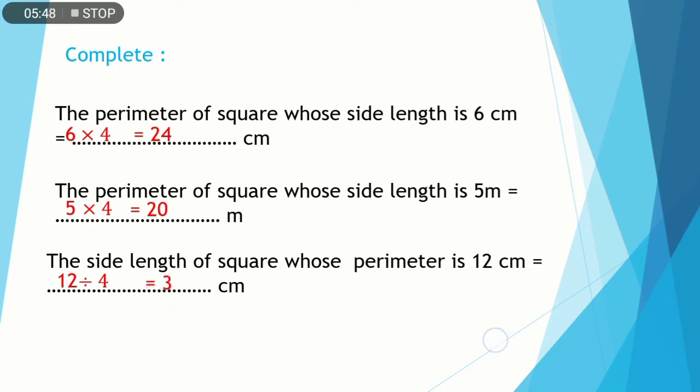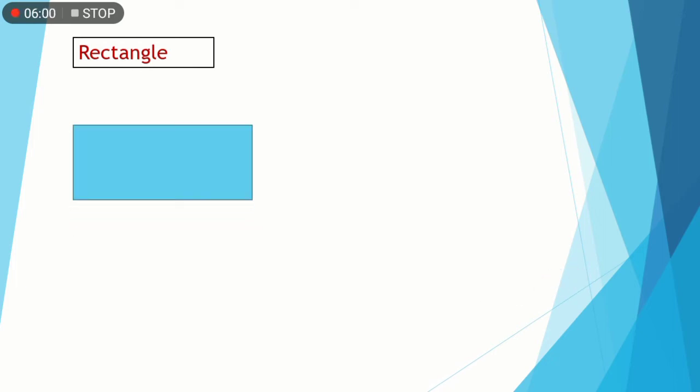The next one, I have another shape. It is called a rectangle. Look at the rectangle. The longest side is called length, and the opposite one, also long, is called length. The shortest side is called width, and the opposite one is called width again. In the rectangle, each two opposite sides are equal. I have length and length, width and width.